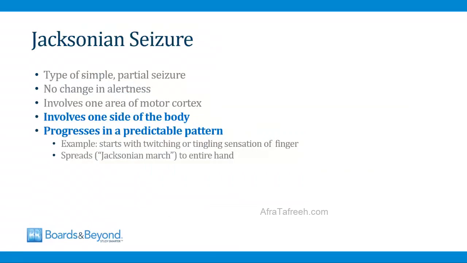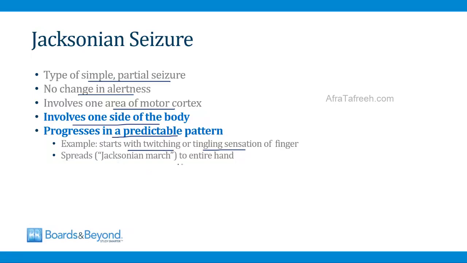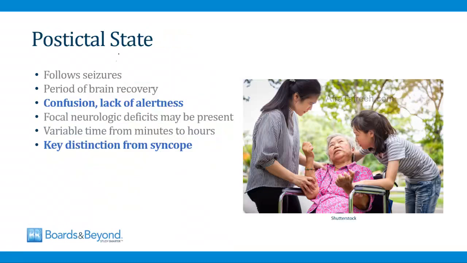A Jacksonian seizure is a subtype of simple partial seizure. It's a simple seizure, so there's no change in alertness, and it's partial, and it only involves one area of the brain, a part of the motor cortex. This usually develops on one side of the body and it progresses in a predictable pattern. So for example, a patient who has Jacksonian seizures may note that each time the seizure starts with twitching or a tingling sensation of the finger and then spreads to involve the entire hand, and this spread is sometimes called the Jacksonian march.